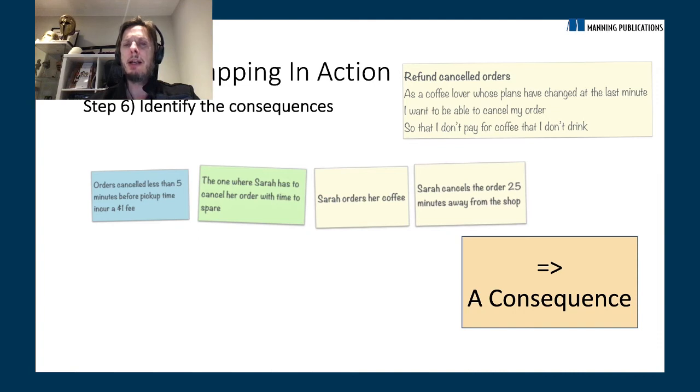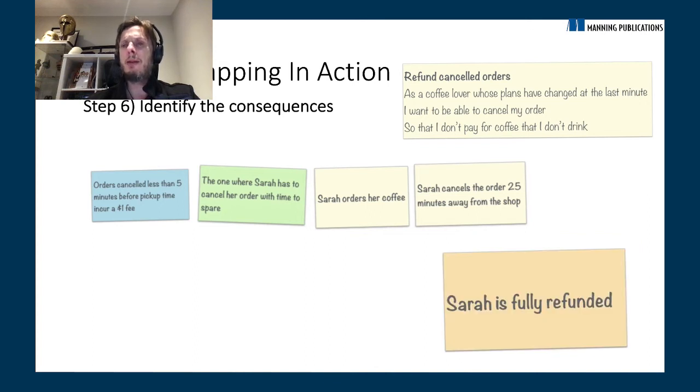Historically, the different color is whatever color is left over in the post-it deck. So sometimes we have mauve, sometimes we have orange. Doesn't matter too much. The conventions are usually orange or purple, but they are fairly loose conventions. We want them to be different from the steps to distinguish them. Now, what's the consequence here? Well, a consequence of Sarah cancelling 25 minutes away means that Sarah gets fully refunded.